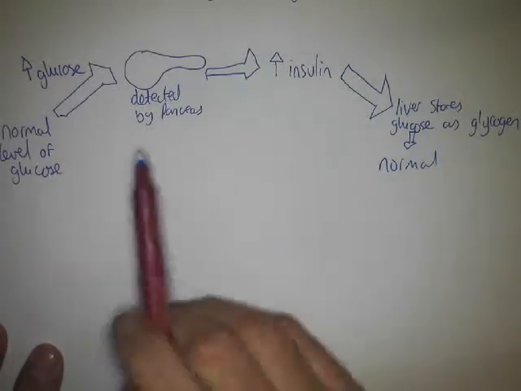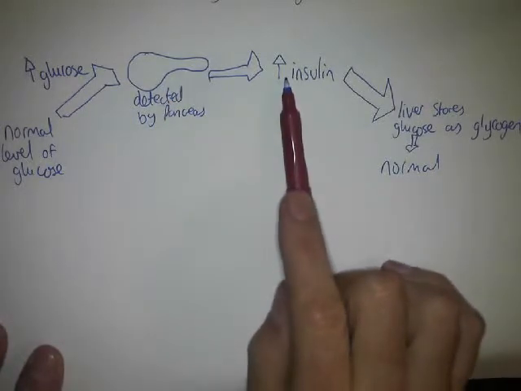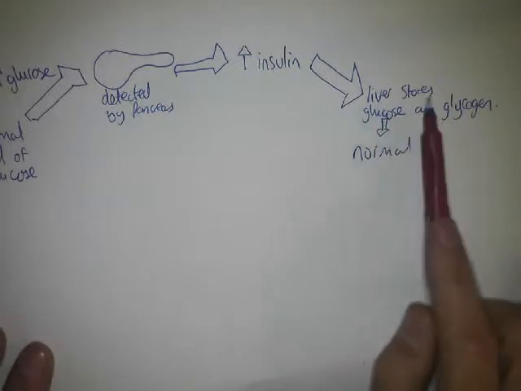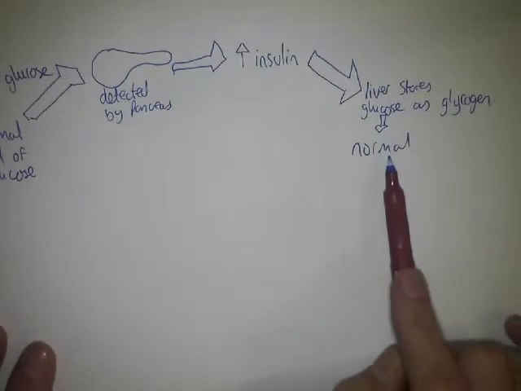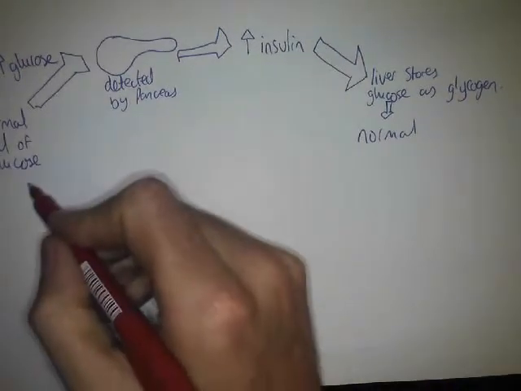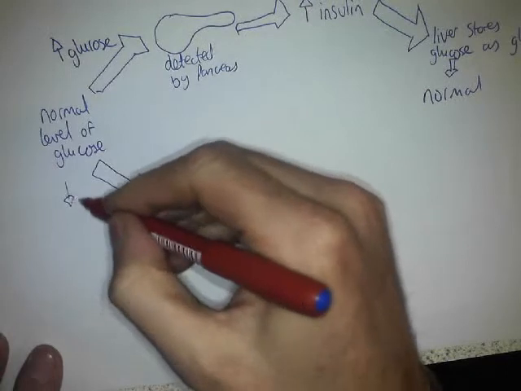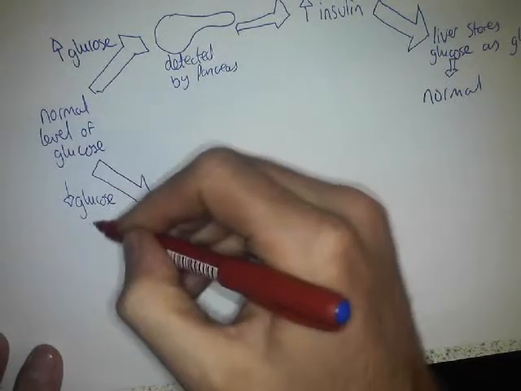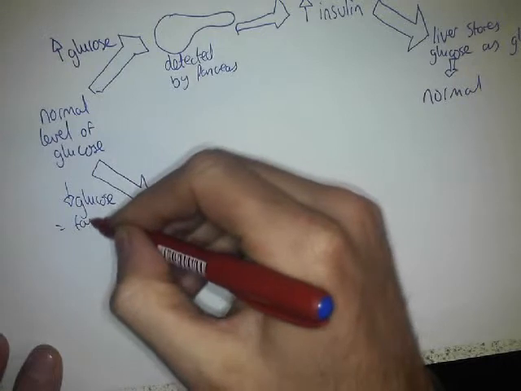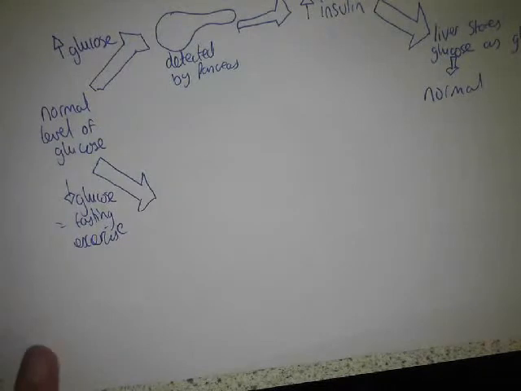Normal again. So, too much glucose after a meal, detected by the pancreas. Pancreas secretes insulin. Insulin tells the liver to store this glucose as glycogen, back to normal. And if we're down on glucose, we can just release that glycogen again. So let's say we go the opposite way. And we have a reduced level of glucose. Now this could be through a period of fasting, or exercise, where our glucose levels are low.